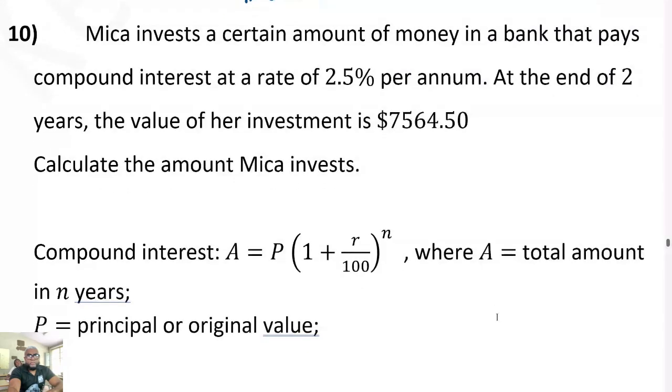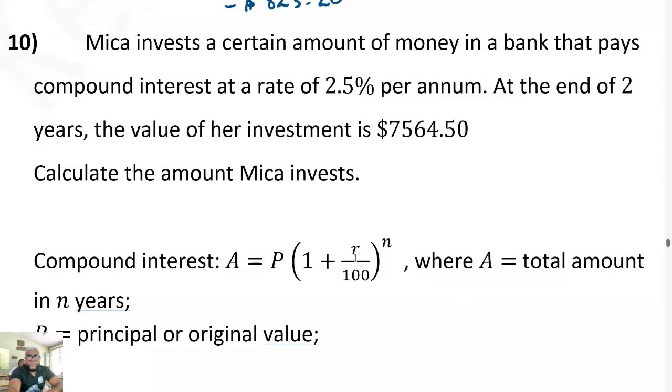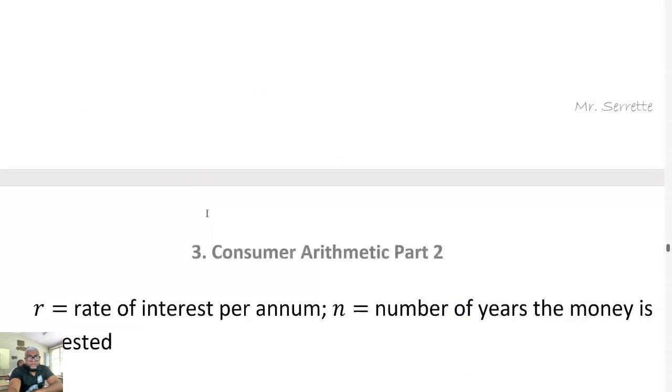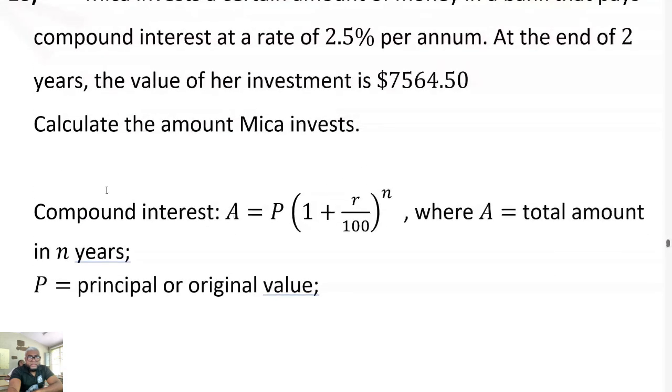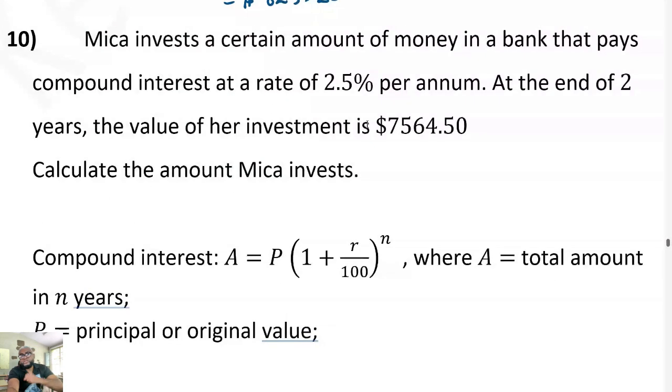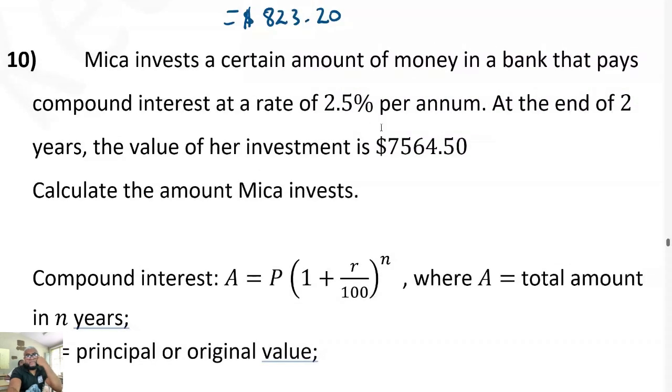So Micah invests a certain amount of money in a bank that pays compound interest at a rate of 2.5 per annum. At the end of 2 years, the value of her investment is $7,564.50. Calculate the amount she initially invested. Okay, what do they give us here? They give us all the formulas here. If we want the amount she originally invested, this is the value of her investment at the end. So they actually give us the total amount.